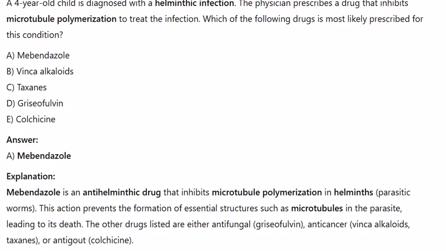Explanation. Mebendazole is an antihelminthic drug that inhibits microtubule polymerization in helminths, parasitic worms. This action prevents the formation of essential structures such as microtubules in the parasite, leading to its death. The other drugs listed are either antifungal, griseofulvin, anticancer, vinca alkaloids, taxanes, or anti-gout, colchicine.